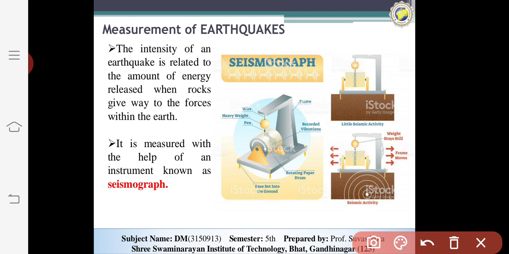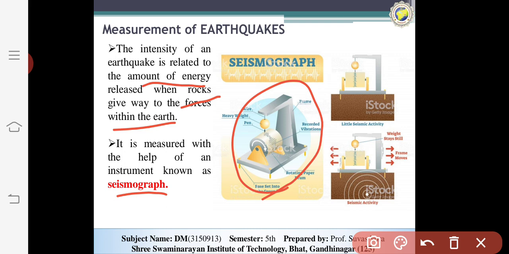Now start with the measurement of earthquakes. The destruction of buildings and loss of lives depends on the intensity of the earthquake. The intensity of the earthquake is related to the amount of energy released when the rocks give way at the focus within the earth. We can measure earthquake intensity, and the instrument name is the seismograph. Here is the basic diagram of the seismograph. Let us see how the seismograph works.